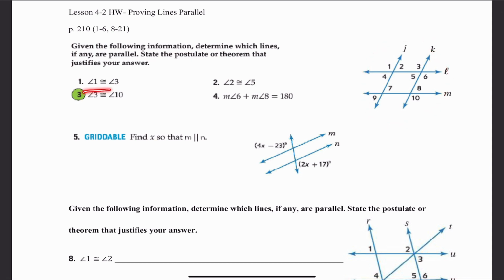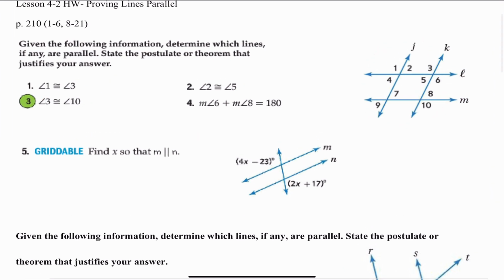So angle 1 is congruent to angle 3, okay? So I can see that 1 is here, 3 is right here, and 1 is part of this line, and it's also this line here, right? But the only thing that I want to look at is the non-transversal. So 1 and 3 definitely share this transversal. However, 1 is part of this line, 3 is part of that line. So I'm going to go ahead and just replicate that.